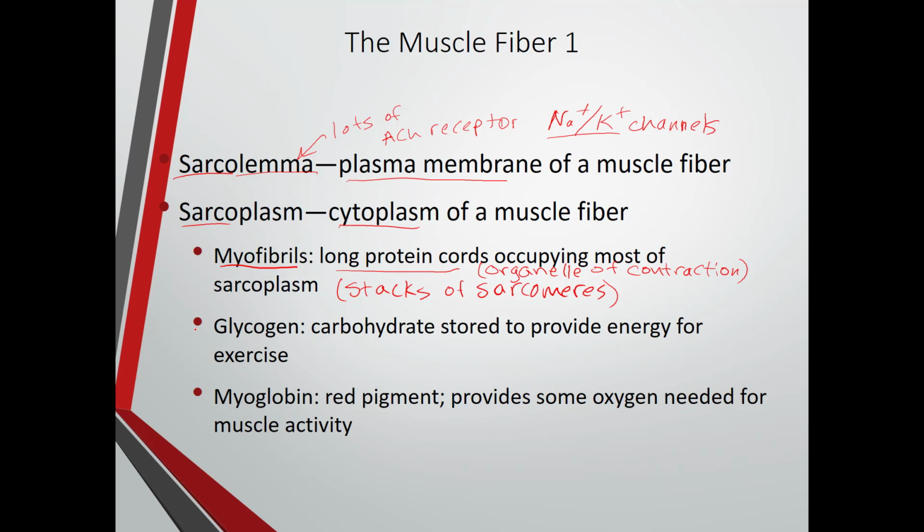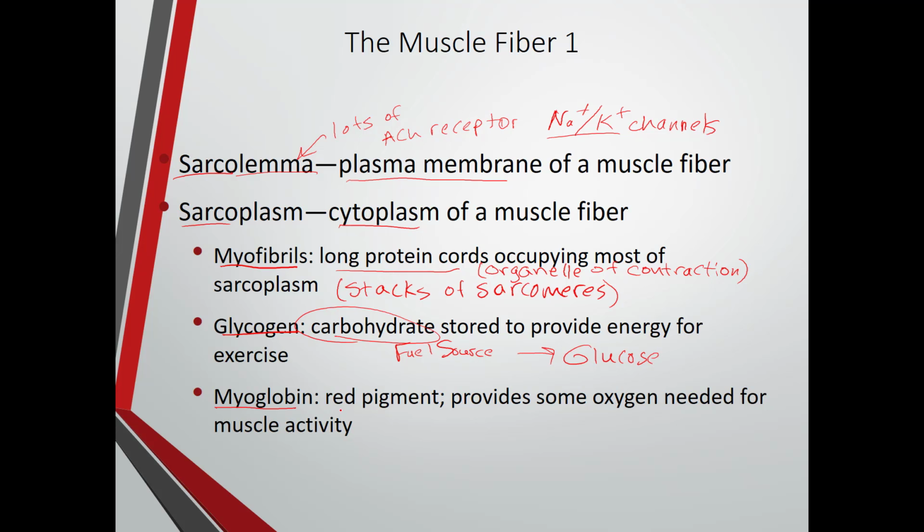Then you have two really important things, myoglobin and glycogen. So glycogen is our carbohydrate source. This is our fuel source. That is going to break down, it then releases and makes glucose. So it's long chains of glucose, essentially.